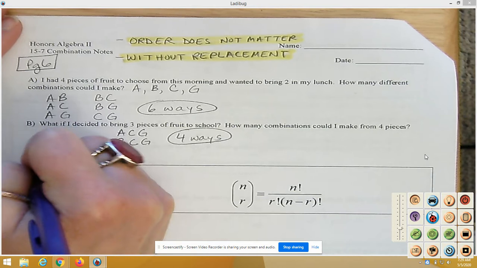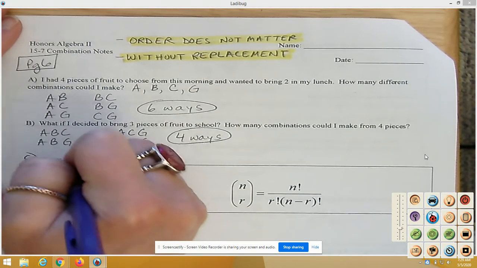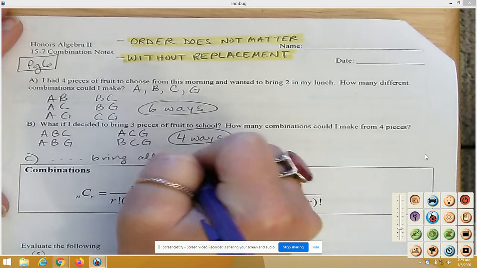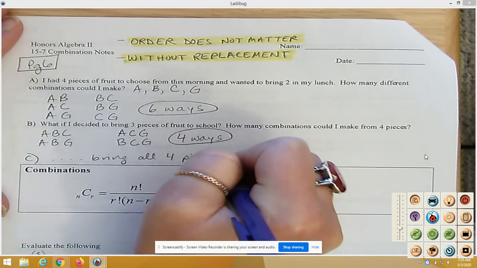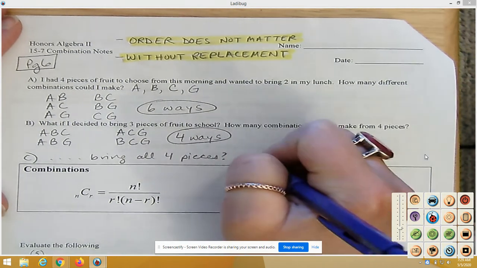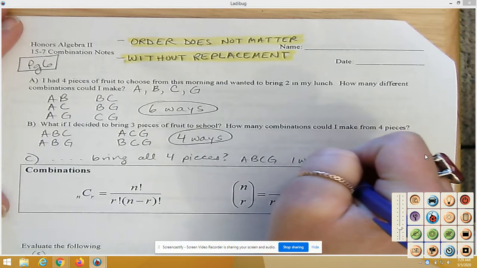Okay, and letter C, I'm going to say, what if we wanted to bring all 4 pieces? Well, guess what? How many combinations could you make just one way? A, B, C, G. So one way.